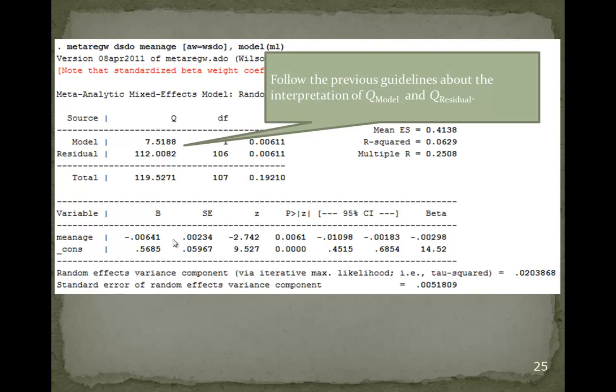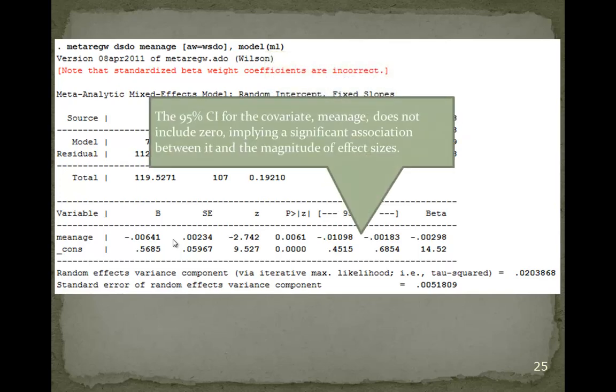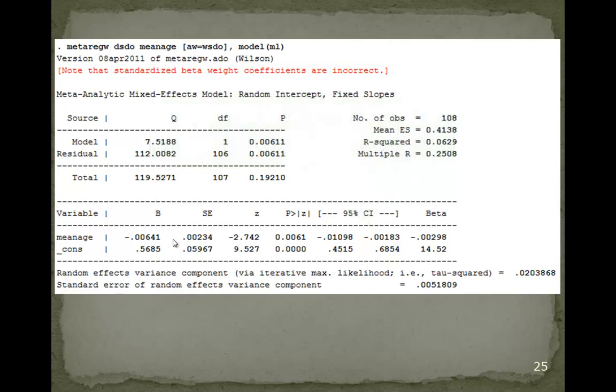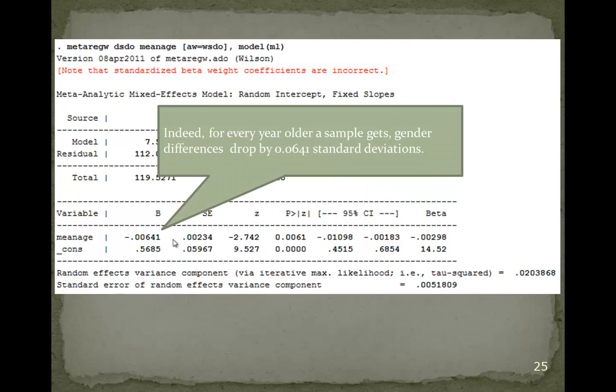And you'd follow the previous guidelines about interpretation of Q model and Q residual, and basically everything on here except for a couple of little details. The confidence interval for the covariate mean age does not include 0. That implies a significant association between it and the magnitude of effect sizes. Boom, it's significant. Over here, you see the slope of that. You need to know the pattern. You've got a significant effect. Look at the pattern. Indeed, for every year older a sample gets, gender differences drop by 0.0641 standard deviations.